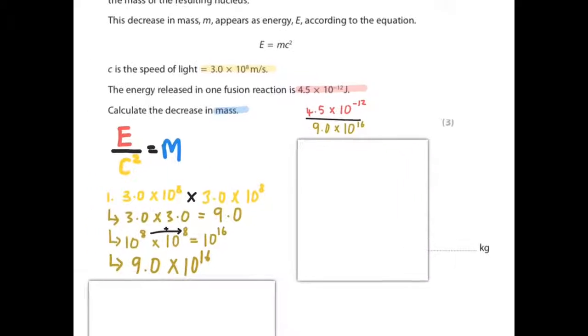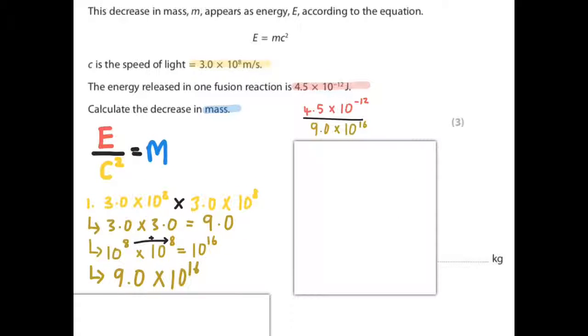So 8 plus 8 is 16. So 10 to the power of 8 times 10 to the power of 8 equals 10 to the power of 16. Now you combine the answers together, so 9 times 10 to the power of 16. So we've worked out c squared in standard form. Next, we divide the energy by the answer we've just worked out. So 4.5 times 10 to the minus 12 divided by 9 times 10 to the 16.